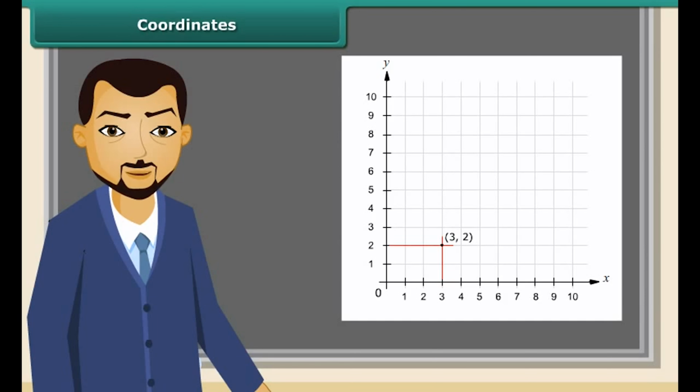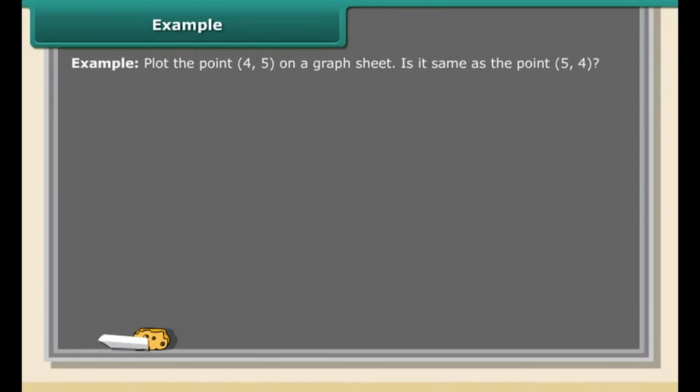Always the first number indicates the x coordinate and the second number indicates the y coordinate. Example: Plot the point (4, 5) on a graph sheet. Is it the same as the point (5, 4)?